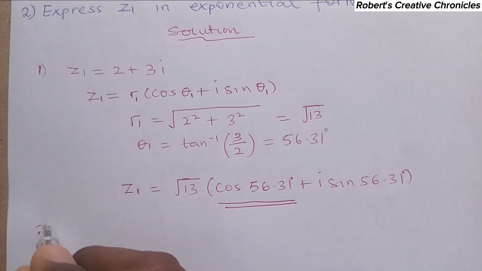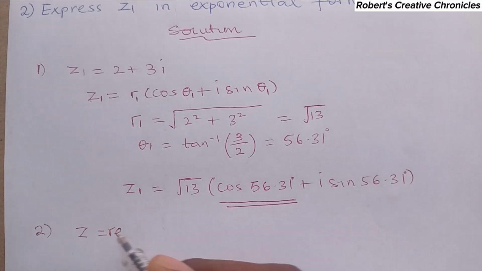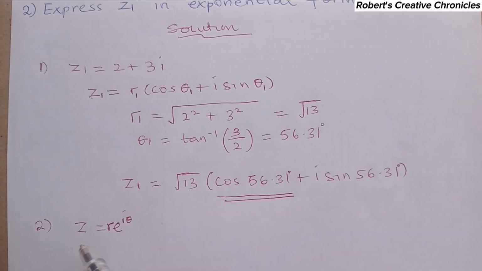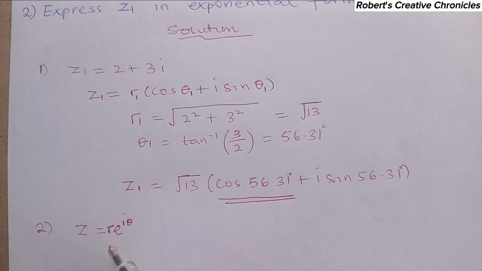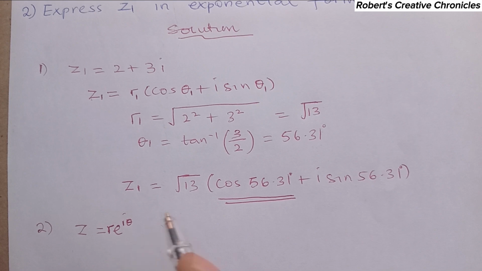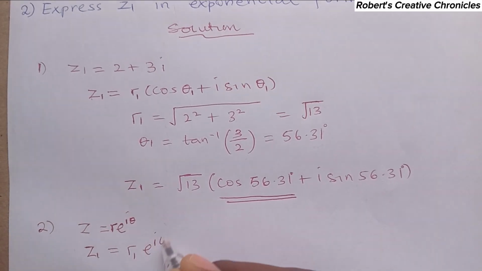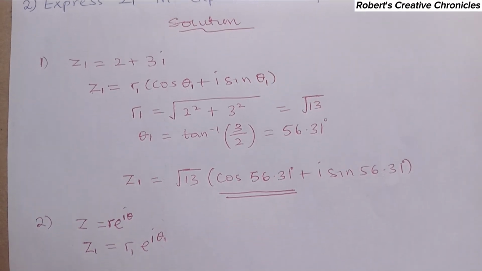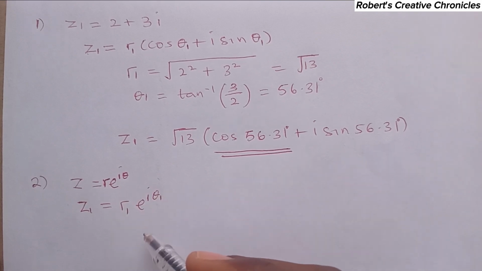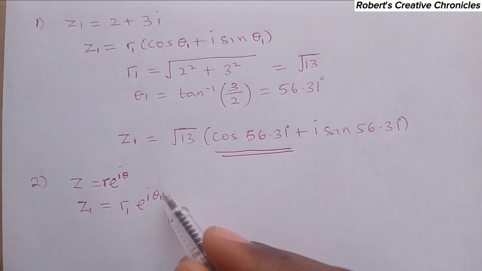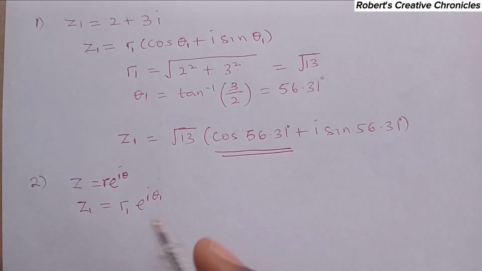Now the second one, we have to express it in exponential form. This is the exponential form. So we are going to express this complex number z1 in exponential form. So it will become z1 is equal to r1 exponential i theta 1. So r is the modulus, theta is the argument. So r1 is the modulus of z1, theta 1 is the argument of z1. Here we have already calculated the modulus and the argument, so we can directly substitute it here.